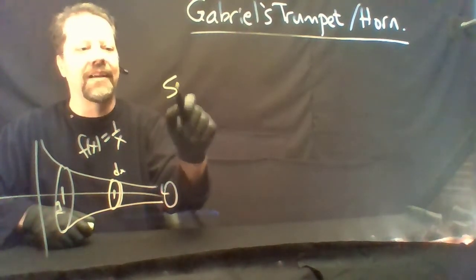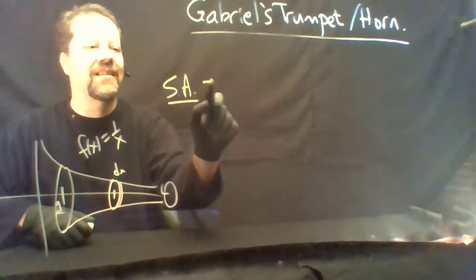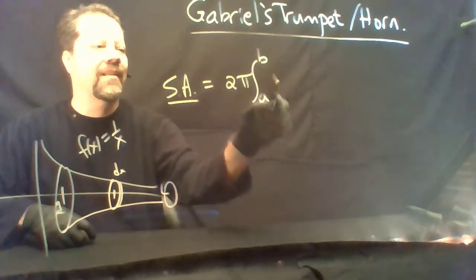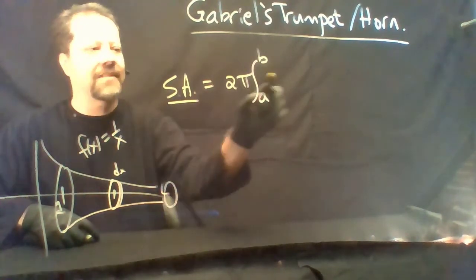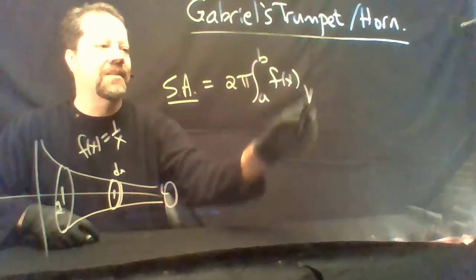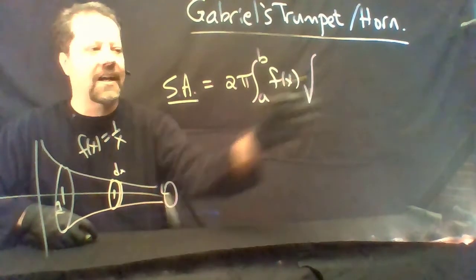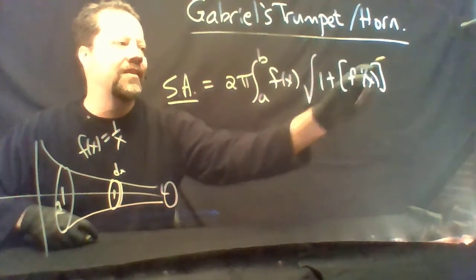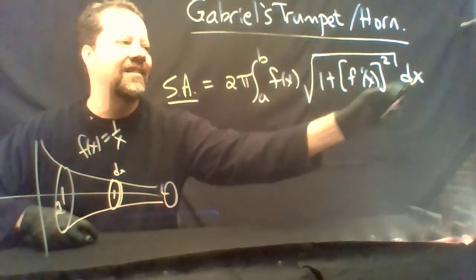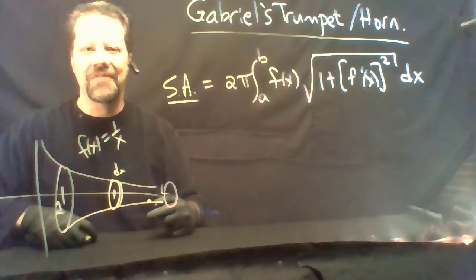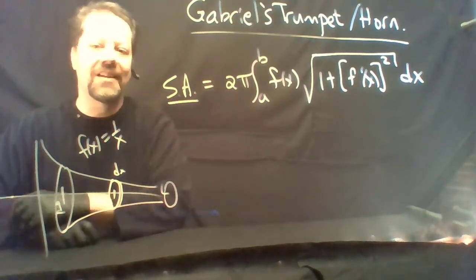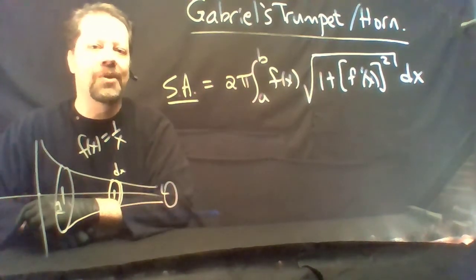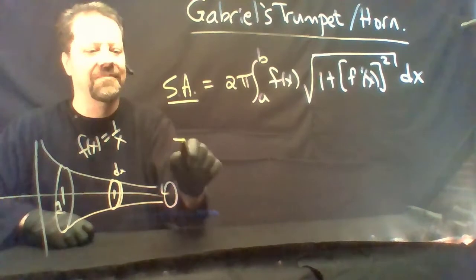The surface area was 2 pi, the integral from a to b, of f of x times the element of arc length on the side, which was the square root of 1 plus f prime of x squared dx. Let's see if we can calculate the surface area that is required in order to cover the interior of Gabriel's horn with gold leaf.